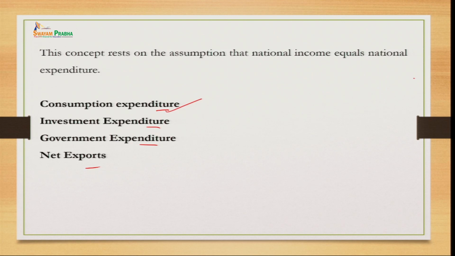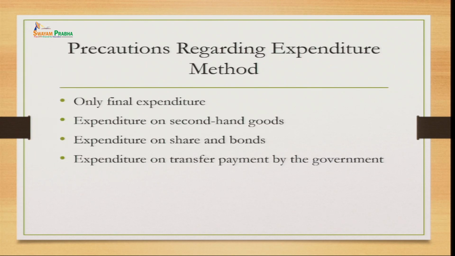The current expenditure made by the government, we include in the calculation of national income, other than transfer payments. And then we also take into account net export, which is the difference between export and import. So, the expenditure made in all of these 4 categories, if we sum them all together, then we can calculate national income by the expenditure method, right.